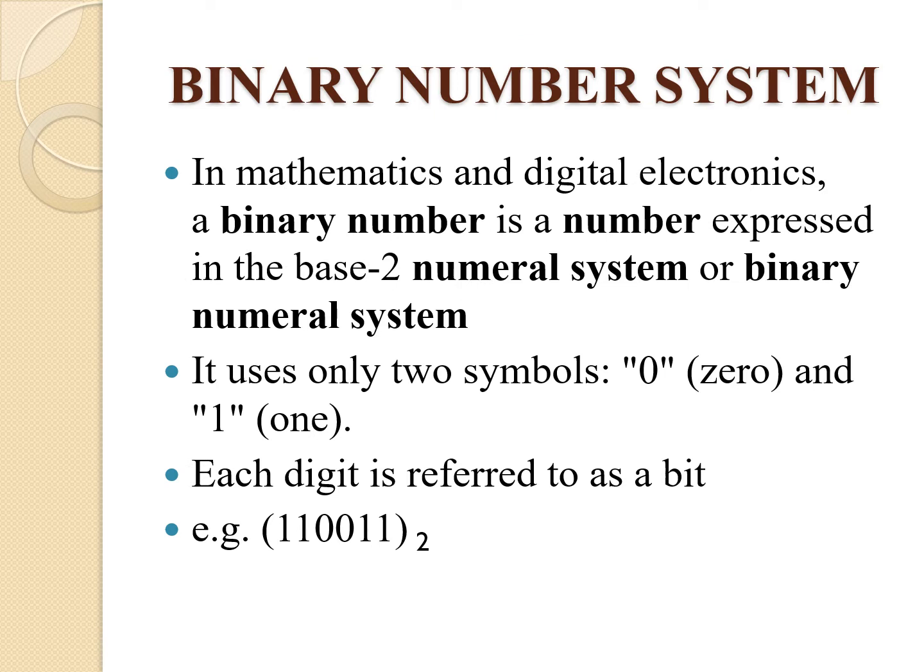First one is the binary number system. In mathematics and digital electronics, a binary number is a number expressed in the base 2 numeral system or binary numeral system. It uses only two symbols, 0 and 1. Each digit is referred to as a bit. For example, 110011 base 2.